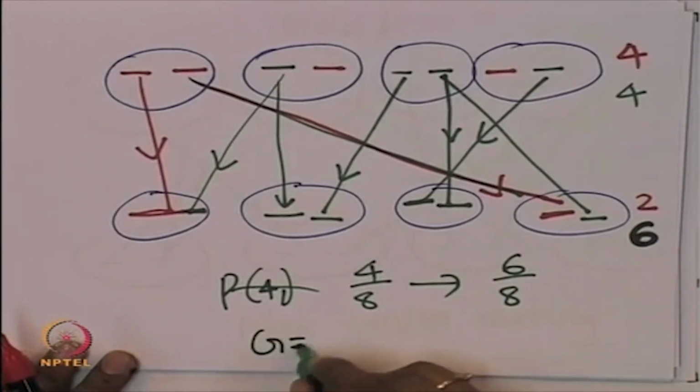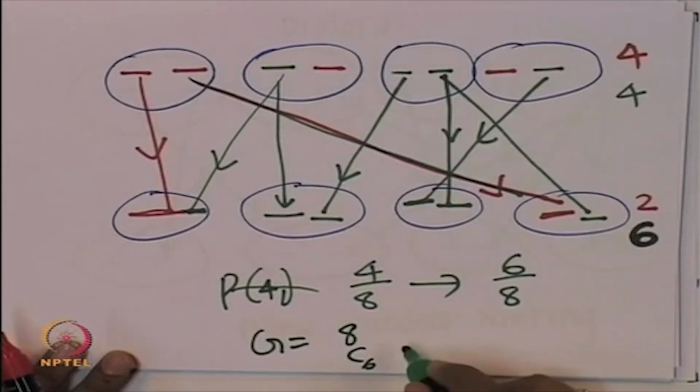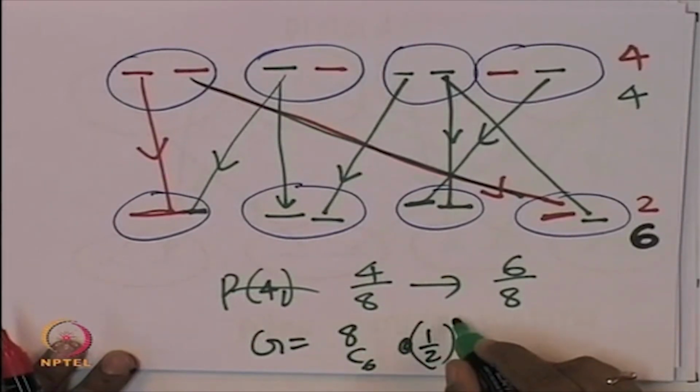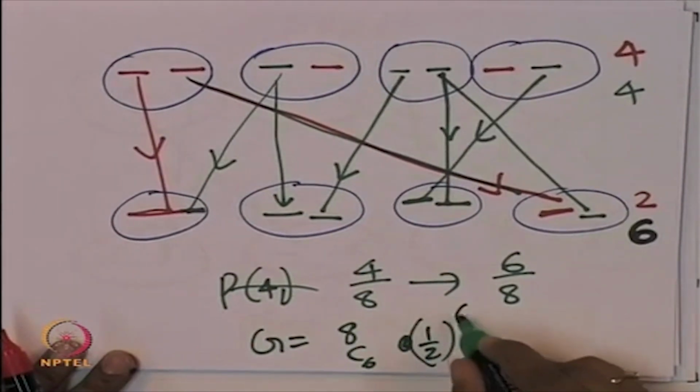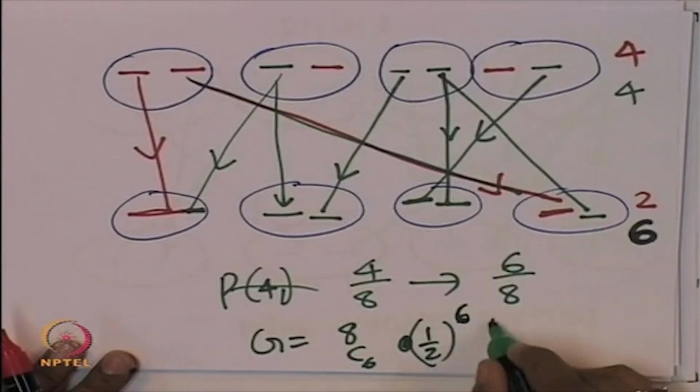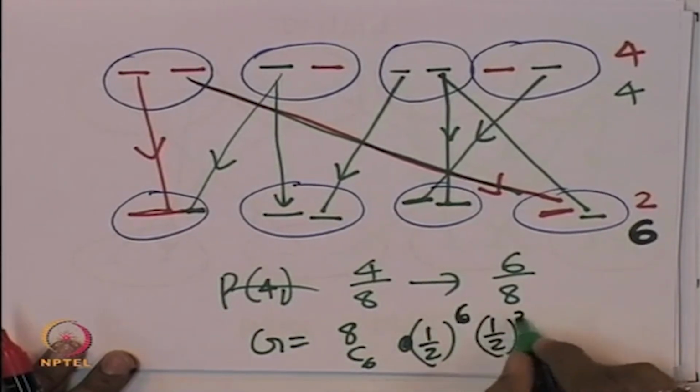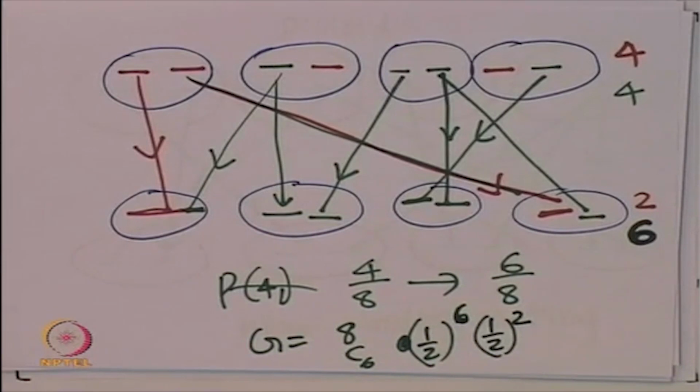So, the answer we said is basically again 8 C 6, 4 out of 8 is half, to the power 6, into half to the power 2. So, this is the answer, same thing as the binomial distribution we said, and we can calculate these questions.